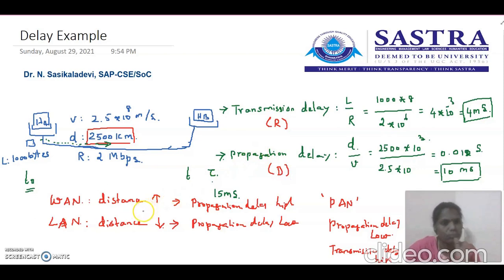Whenever we talk about network metrics, delay plays an important role. Delay is based on two infrastructure metrics. One is the channel bandwidth, and the other is the distance over which the nodes are connected together.